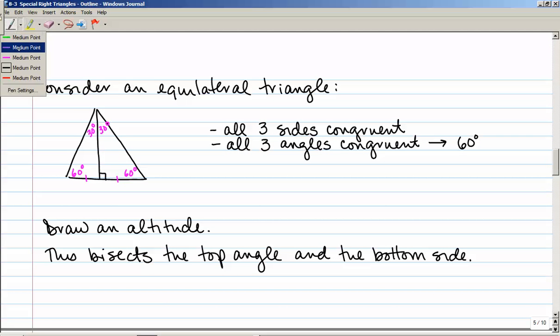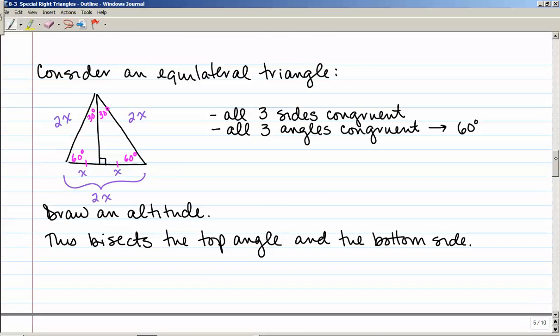Just to make it a little bit easier, if I were to call this side 2x and this side 2x and this whole side here 2x, then when I draw this altitude, it actually turns each of those little pieces into an x. And you can do this with just an x on the side of the triangle, but then you're going to end up with fractions down here. So if I call one whole side of the triangle 2x, I end up with not a fraction, which is going to be a little bit easier to deal with.